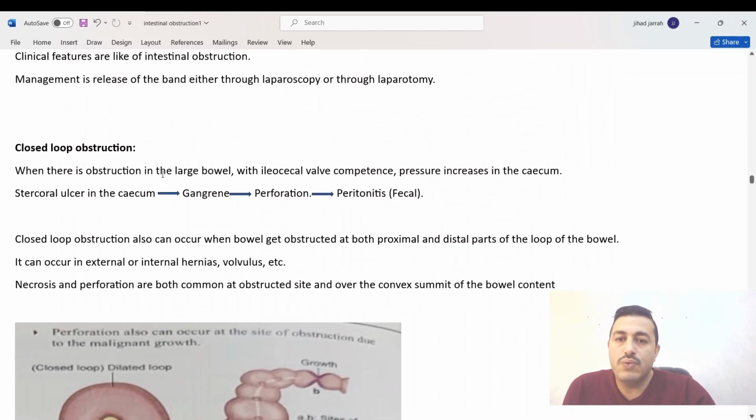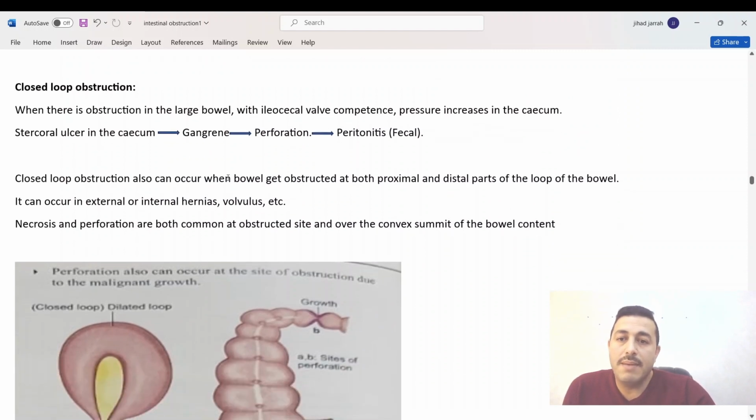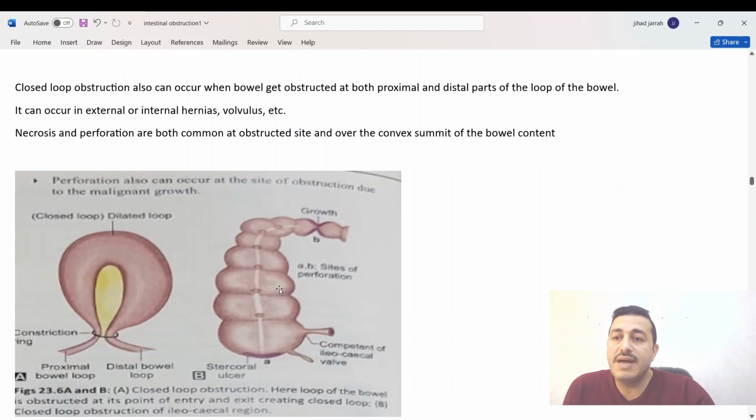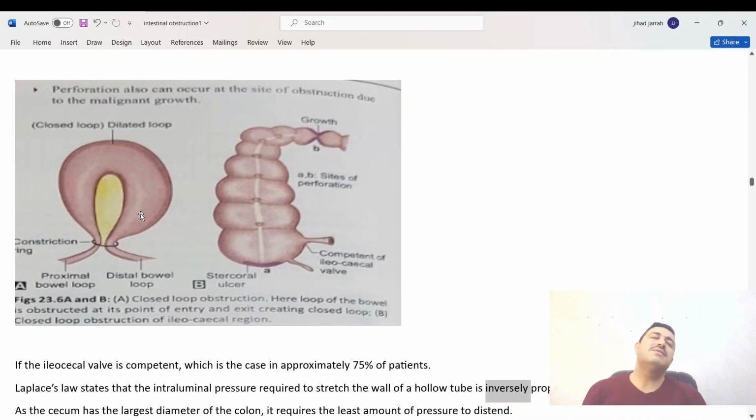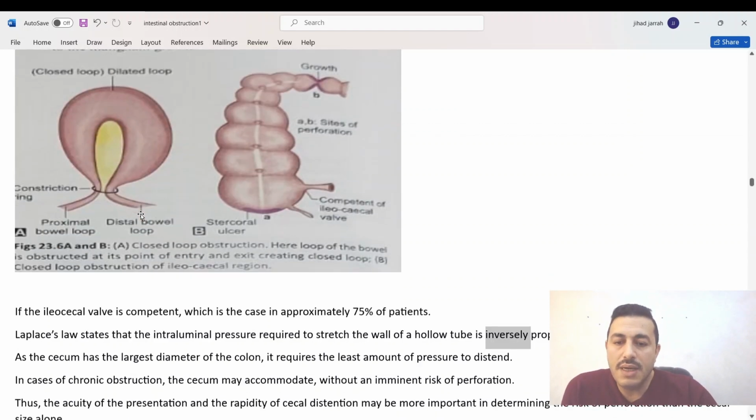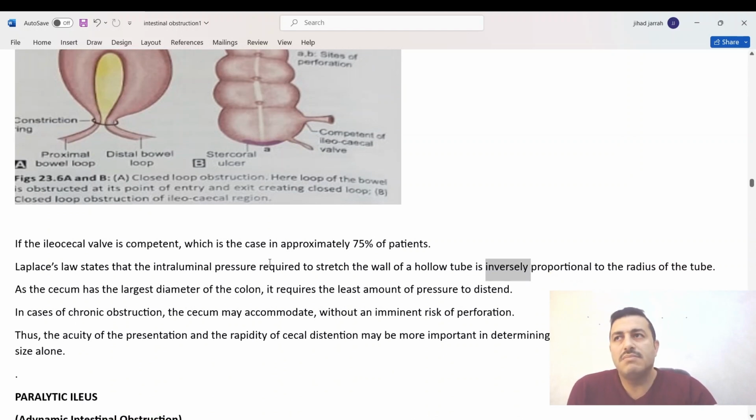Okay, let's return back. We said competent ileocecal valve, so gangrene will happen. It leads to perforation, to peritonitis. Also, another scenario is that a closed loop can occur when there is both a proximal and distal obstruction of the loop. Necrosis and perforation is common. Some say that closed loop obstruction is part of strangulated or complicated obstruction. The ileocecal valve is competent in most patients, in about 75 percent of patients.